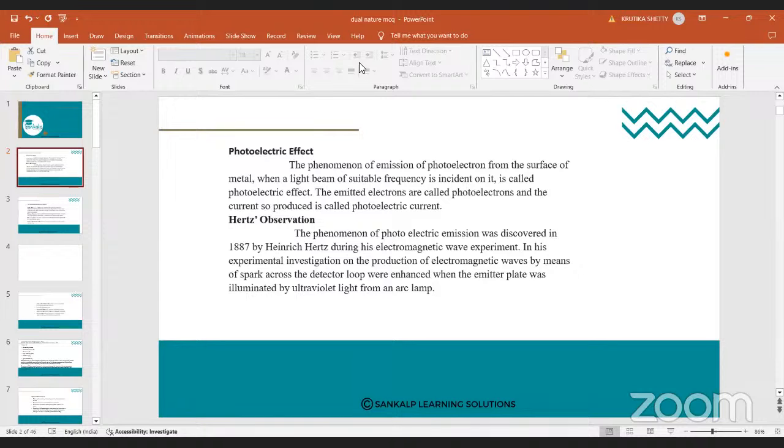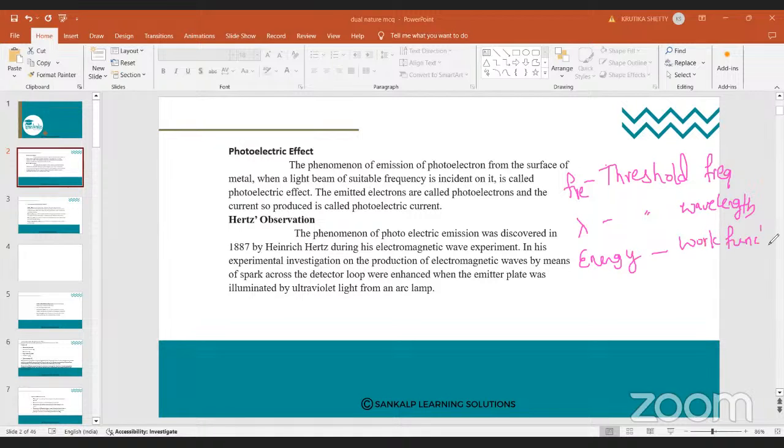The minimum frequency required for the photoelectric effect is called what? Yesterday we discussed that point. The minimum frequency is called the threshold frequency. Similarly, the minimum wavelength required for the phenomenon is called the threshold wavelength. Similarly, the minimum energy required for the phenomenon is called the work function. So these points also we covered yesterday.